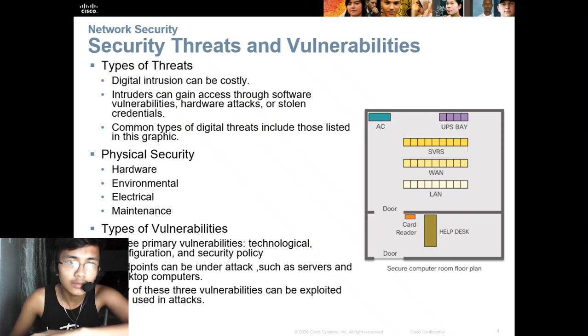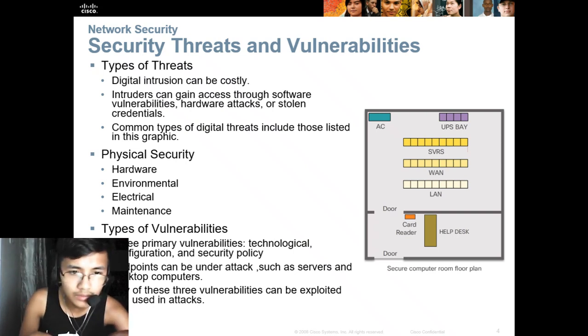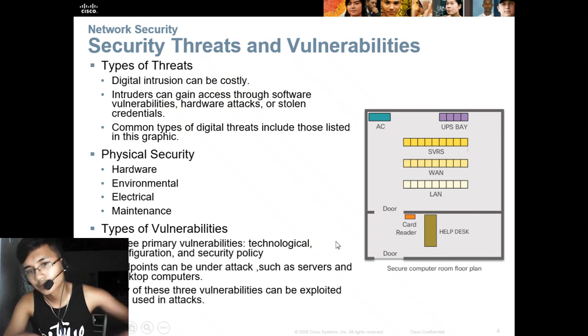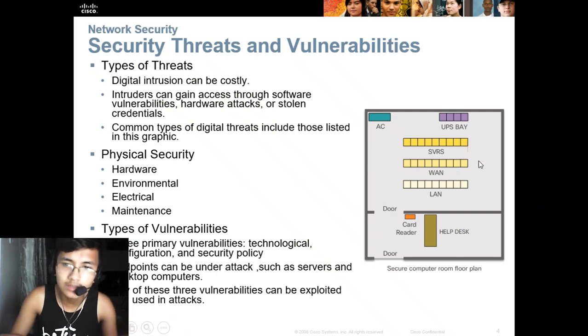Physical security: hardware, environmental, electrical, and maintenance. Types of vulnerabilities: there are three primary vulnerabilities, technological, configuration, and security policies. Endpoints can be under attack, such as servers and desktop computers. Any of these three vulnerabilities can be exploited and used in attacks. So this image shows us the proper floor plan for our devices.